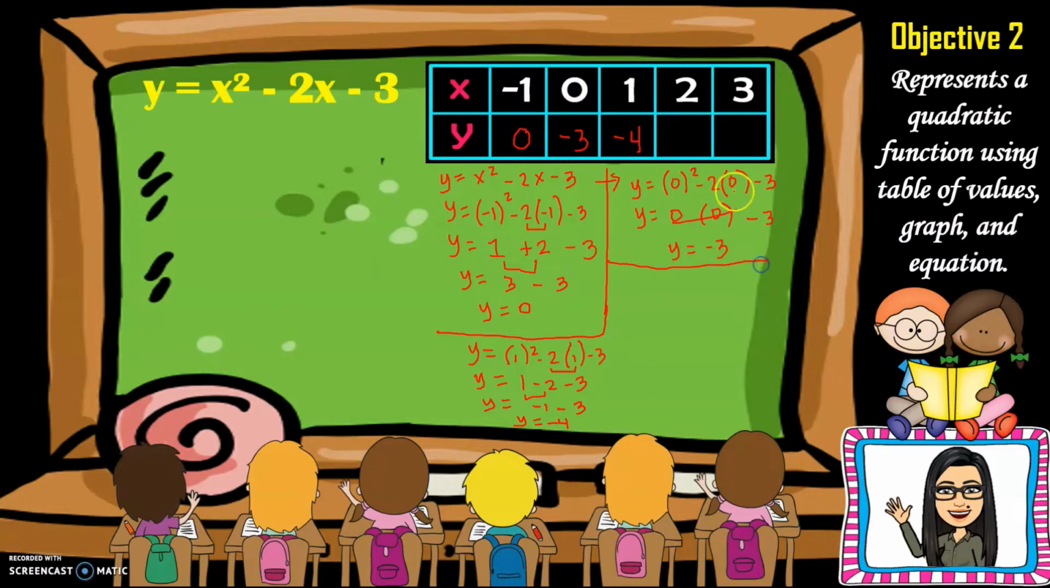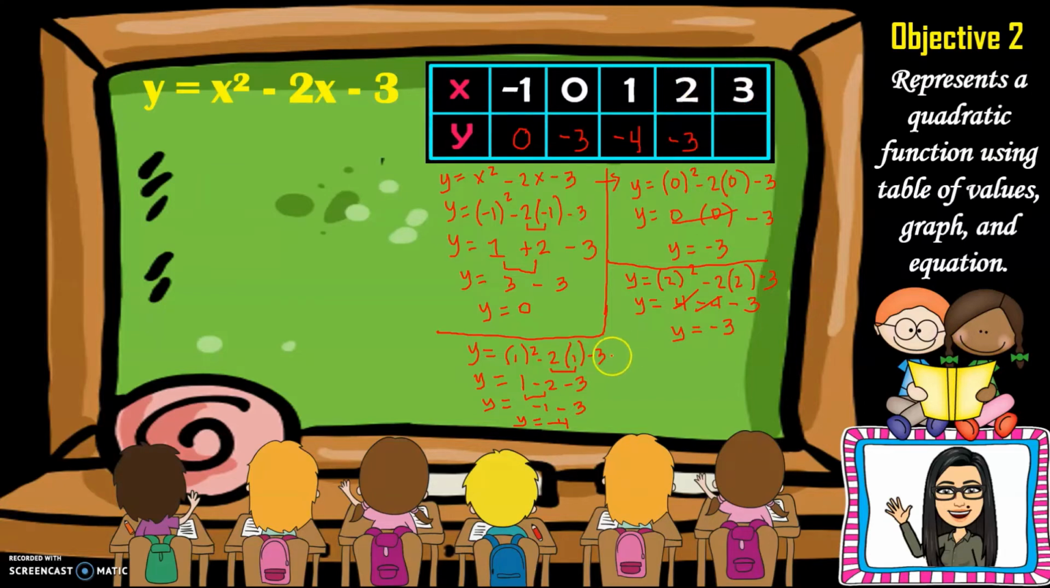What if the value of x naman is 2? So, using the same function, so we have y is equal to 2 squared minus 2 times 2 minus 3. So, substitute lang natin. Lahat ng x ay papalitan ng 2. So, we have y is equal to 2 squared is equal to 4. Negative 2 times 2 is negative 4. And we have negative 3. So, 4 minus 4 is 0. So, therefore, our value of y is negative 3. So, therefore, the value of y or yung ating function is negative 3 if ang x natin is 2.